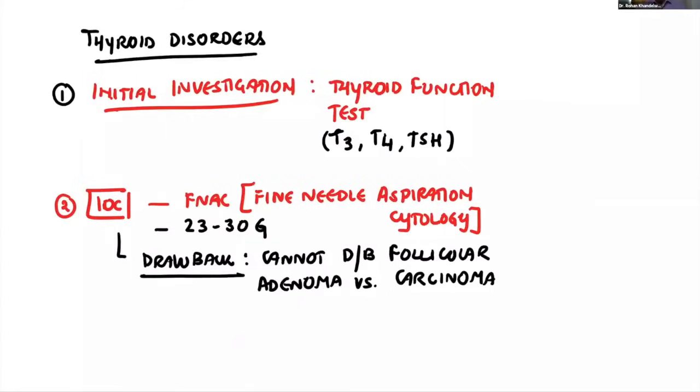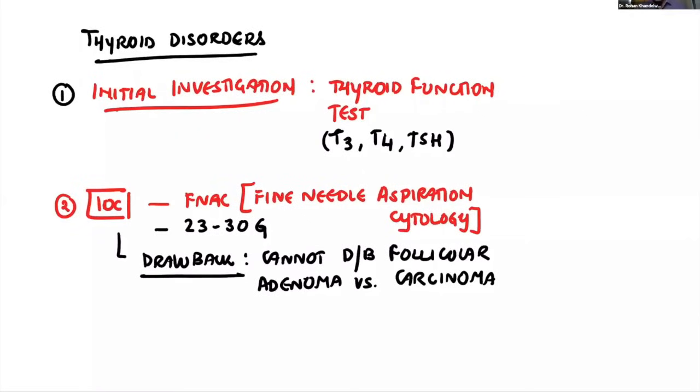Okay. So first we're going to start with thyroid, and common questions asked in thyroid disorders. They always ask what is the initial investigation. The initial investigation is thyroid function tests, that is T3, T4, TSH. So any patient with thyroid disorders, we will do the thyroid function test first.